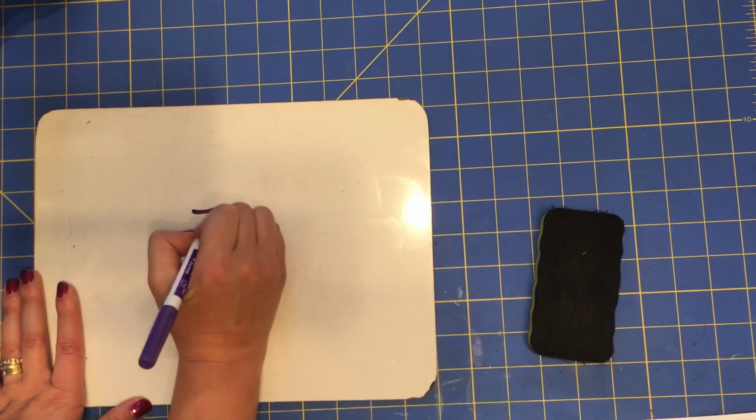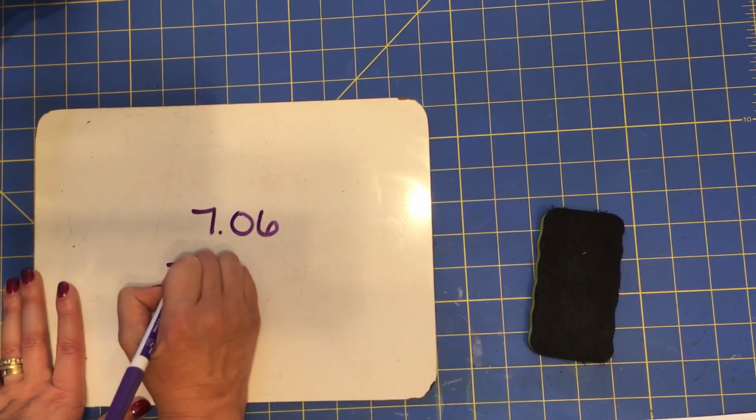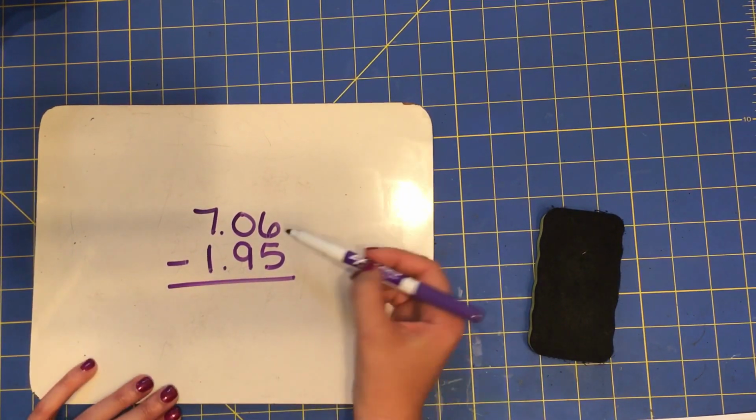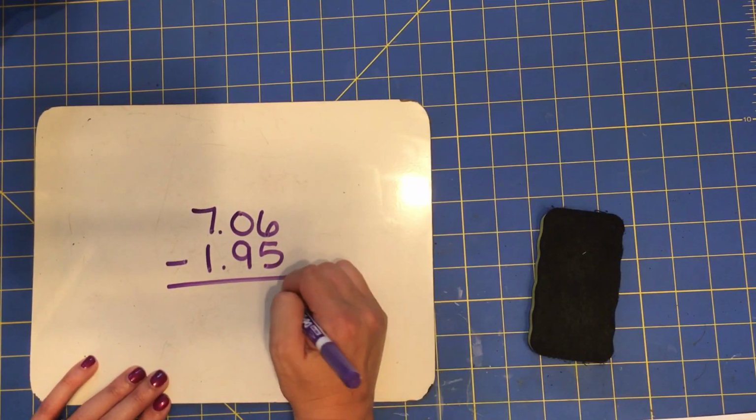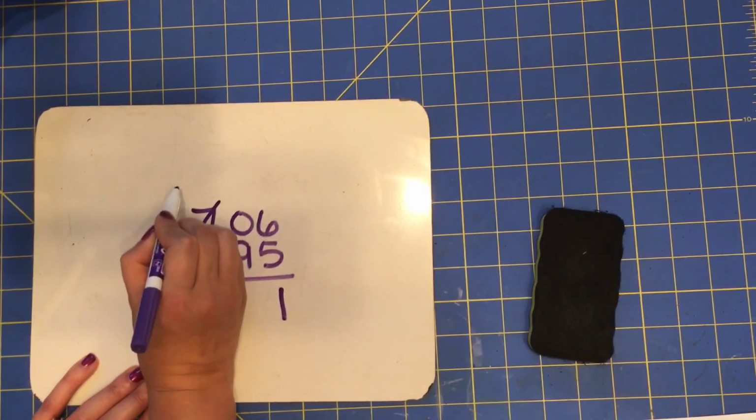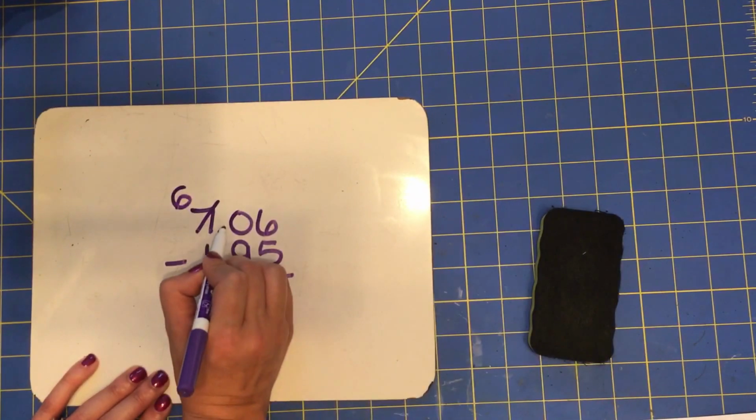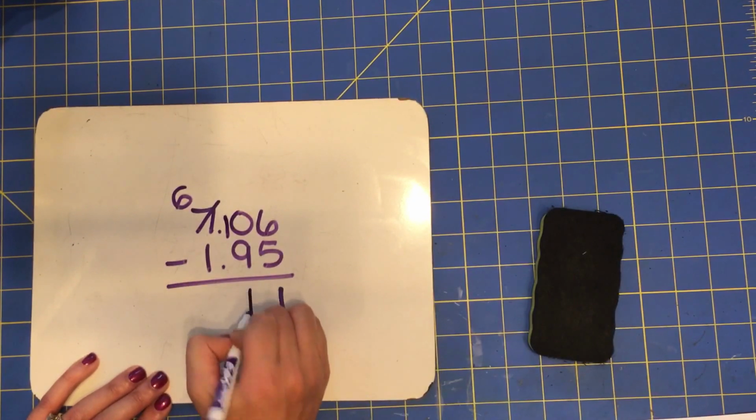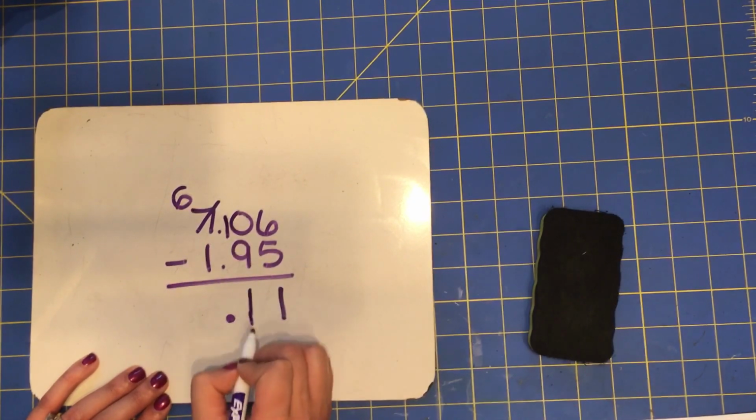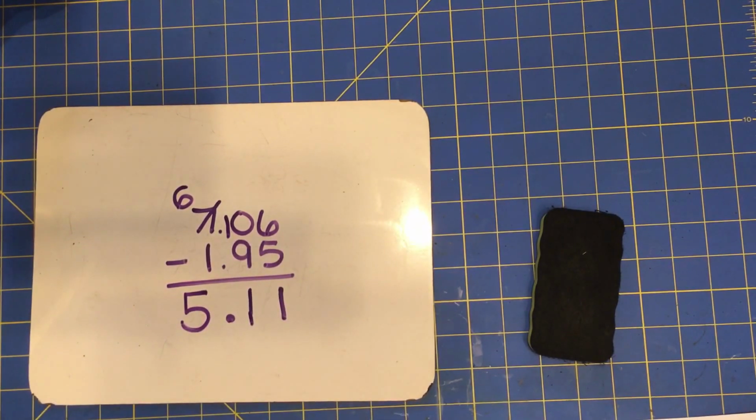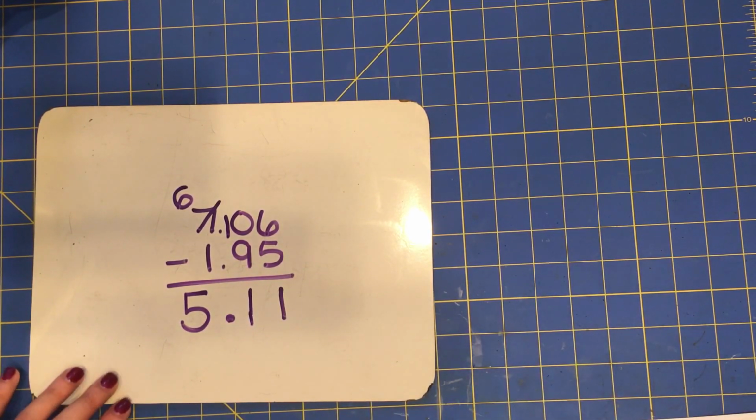Number 4. 7 and 6 hundredths minus 1 and 95 hundredths. So I start over in the hundredths place. 6 minus 5 is 1. 0 minus 9 I cannot do, so I have to go to the ones place, borrow 1. 7 becomes a 6. 10 plus 0 is 10. So 10 minus 9 is 1. I'm going to add my decimal point so I don't forget it. 6 minus 1 is 5. So I got 5 and 11 hundredths for this problem. That was number 4.